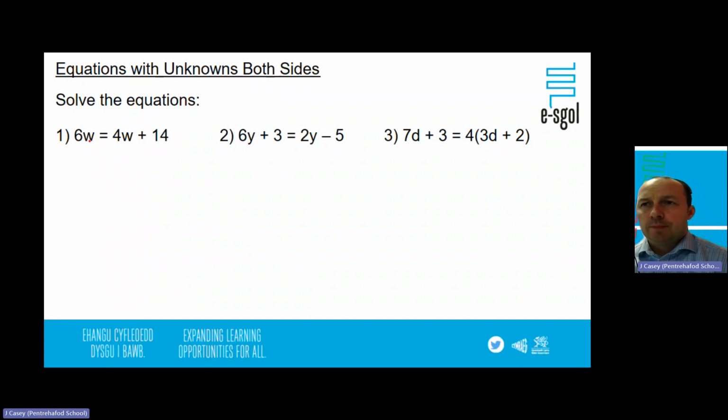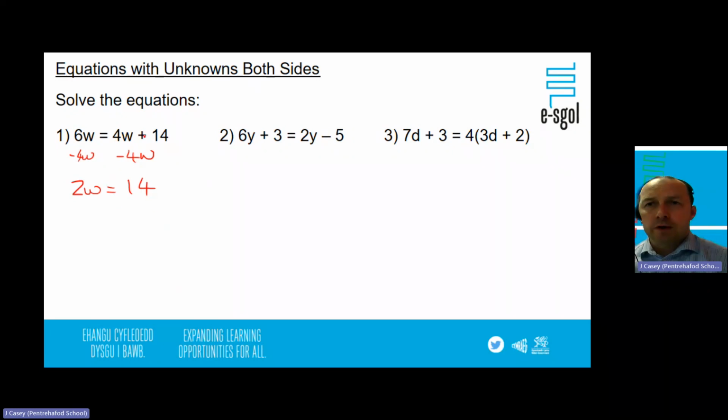Now, when I teach this in class, in my school, there's 6 w's there, there's 4 there, so there's more w's on the left hand side here. That doesn't always happen, but there's more w's here. So I want to get rid of 4 w's from this side. I want to take away 4w, but of course, whatever I do one side, I must do the other side. So if I got 6w, take away 4w, that gives me 2w. 4w, take away 4w, they're gone now, and this 14 remains.